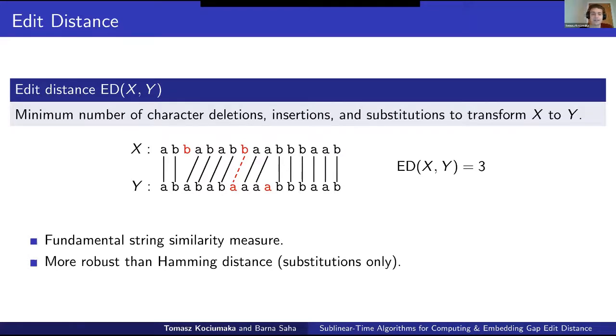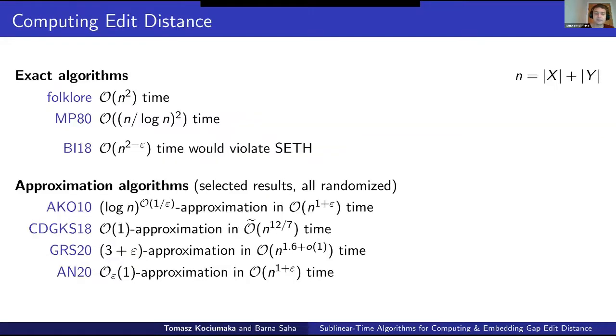Along with Hamming distance, edit distance is one of the two most fundamental string similarity measures, and it is the more robust of the two. Given its wide applicability, there is a wide body of research on edit distance. In particular, the classic quadratic time algorithm computing this measure was rediscovered several times in the 60s and 70s. However, since then, the only improvement in the worst case running time came in 1980 when two log factors were shaved off this quadratic running time.